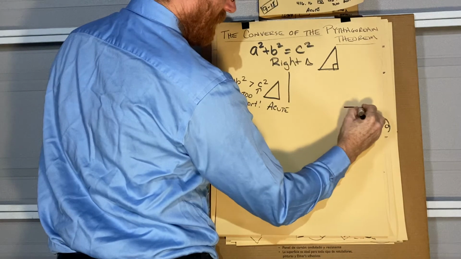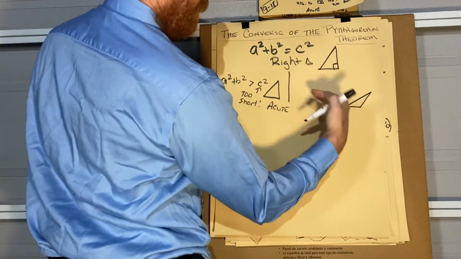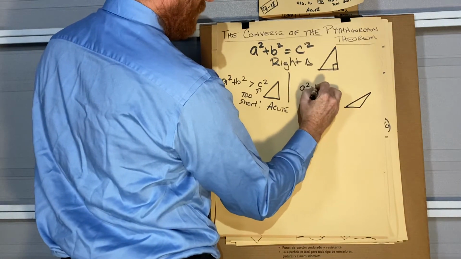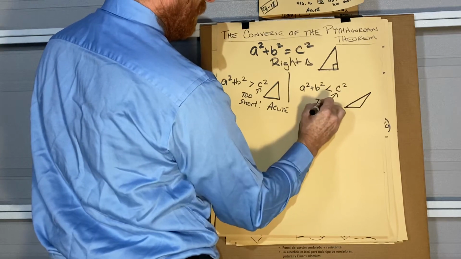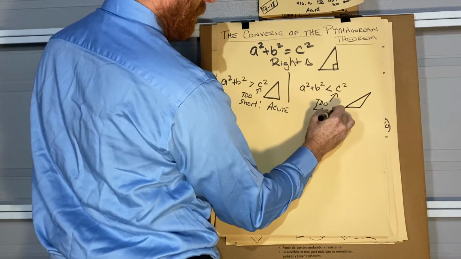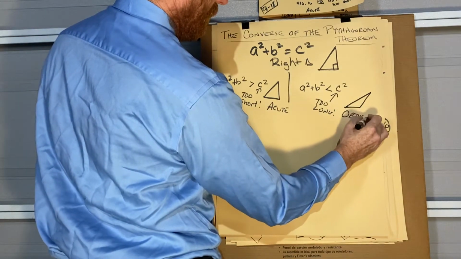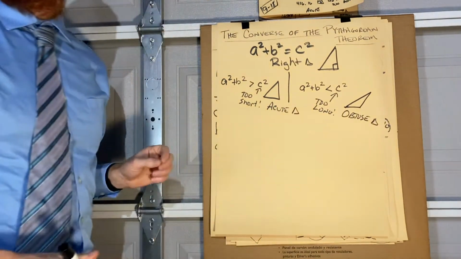Likewise, if you have that situation where the hypotenuse is actually a little bit too long, it opens up a little bit more, right? Then you have a squared plus b squared is less than c squared, which means this one's too big or too long. That makes that an obtuse angle. Obtuse triangle, acute triangle. So here's your situation.